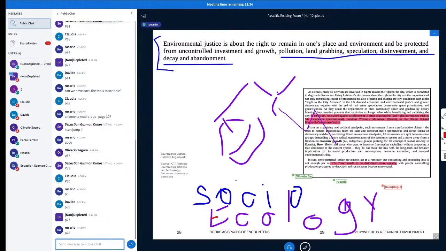They do not make the link with the long-term and broader implications of increased production and consumption, resource extraction, and unequal environmental setting. In sum, environmental justice movements act as a reminder that consuming and producing less is not enough per se. The less needs to be distributed more equally, with people controlling production processes so that cities and rural spaces become more equal. This is from Environmental Justice, Isabelle Anguelovski.